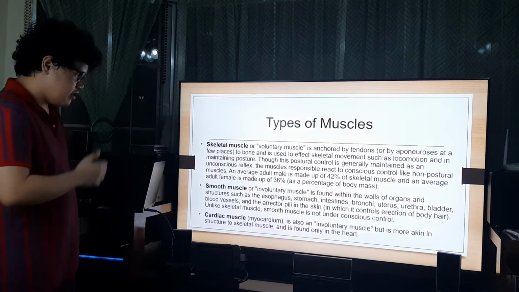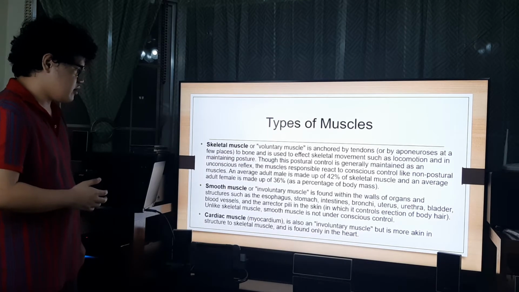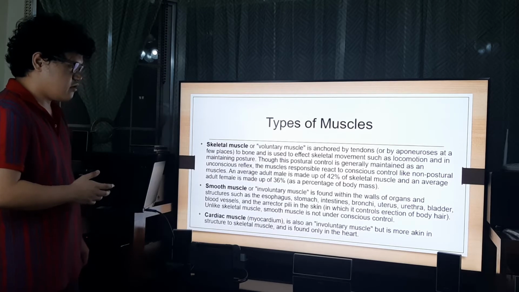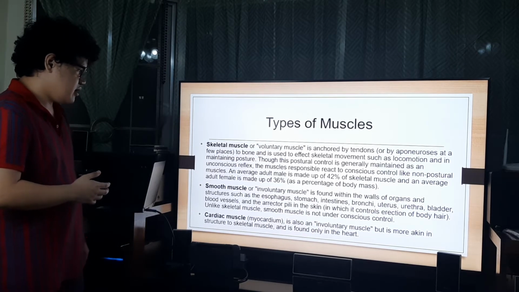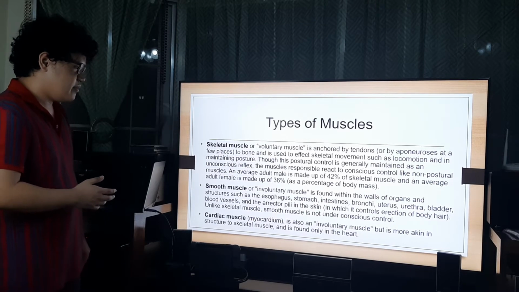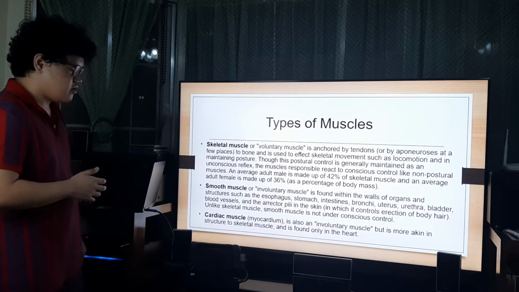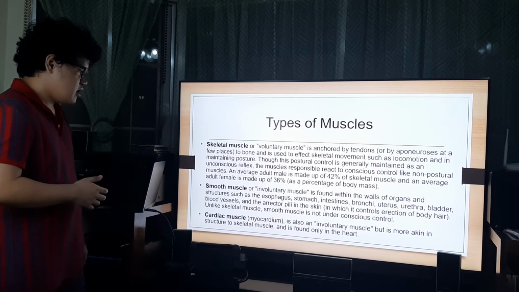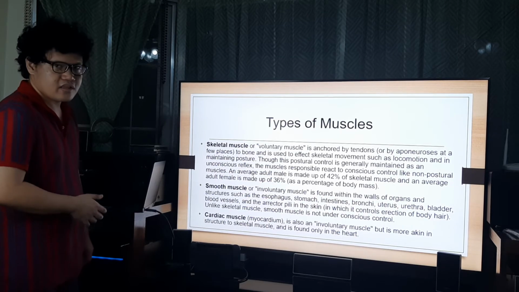The smooth muscle, or involuntary muscle, is found within the walls of organs and structures such as the esophagus, stomach, intestines, bronchi, uterus, urethra, bladder, blood vessels, and the erector pili in the skin, in which it controls erection of the body hair. Unlike skeletal muscle, smooth muscle is not under conscious control. The cardiac muscle, or myocardium, is also an involuntary muscle but is more akin in structure to skeletal muscle and is found only in the heart.